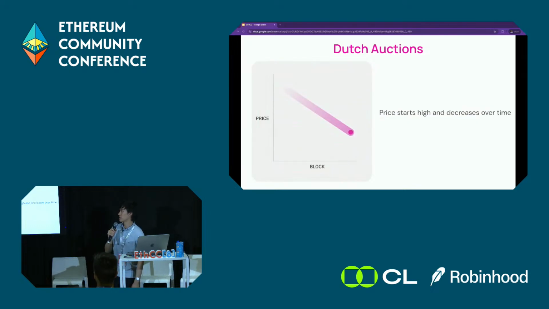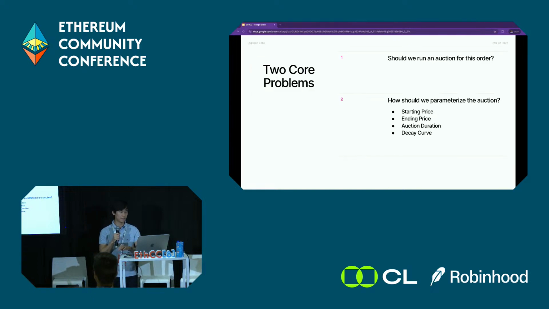Here's an example of a Dutch auction that uses a simple price decay. It's linear, but we can actually use more expressive curves. Nothing is going to stop us from encoding our price to be based on a curve or piecewise or anything that we feel might match market dynamics better.